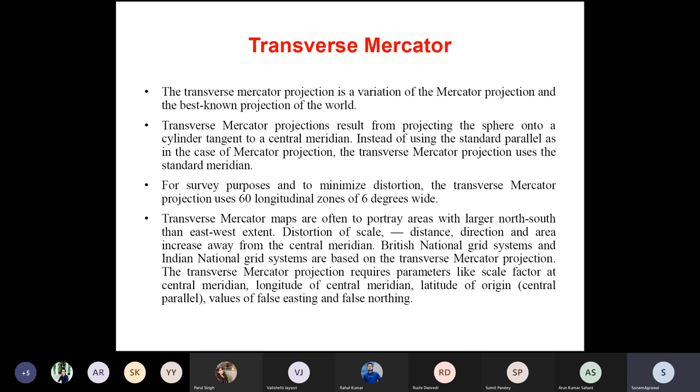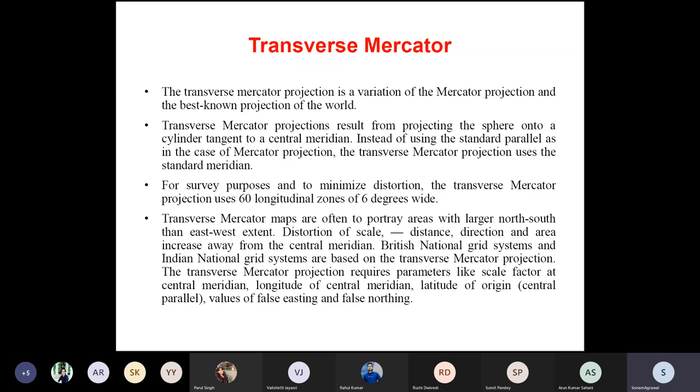The transverse Mercator projection is a variation of the Mercator projection and the best known projection of the world. Transverse Mercator projection results from projecting the sphere onto a cylinder tangent to a central meridian. Instead of using the standard parallel as in the case of Mercator projection, the transverse Mercator projection uses the standard meridian.